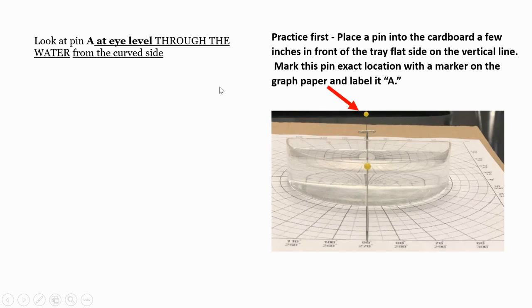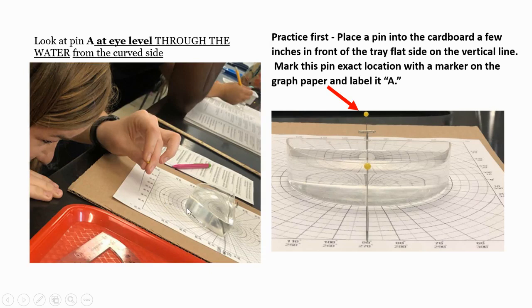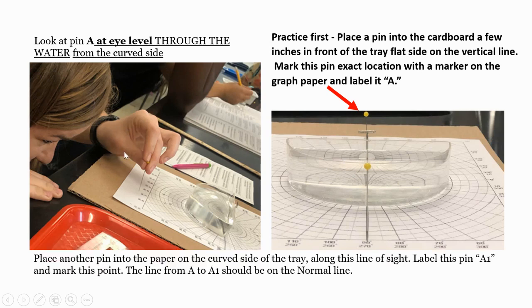Okay, then on the other side, on the curvy side, you are going to look at eye level through the water, and you are going to locate when the pin is going to align with the one that you placed by the scratch line. So all those 3 pins align. You are going to mark on the pin that is in front of the curvy side A1. So A1. You are going to repeat the same procedure 4 times. So let's look at the next slide.